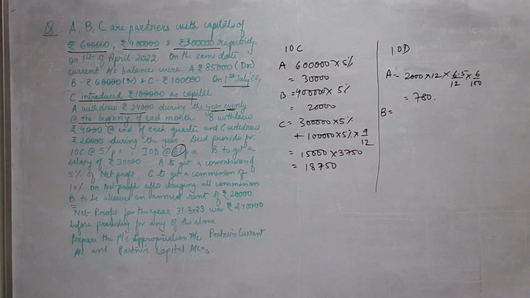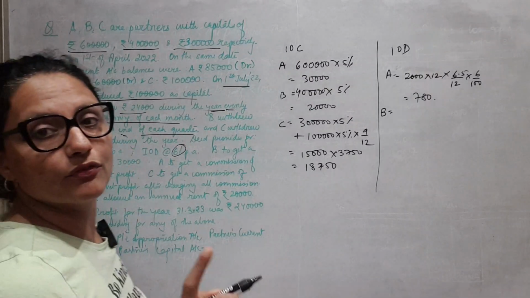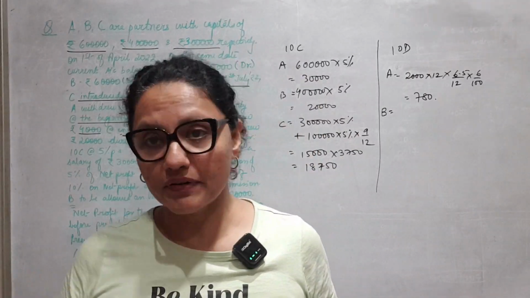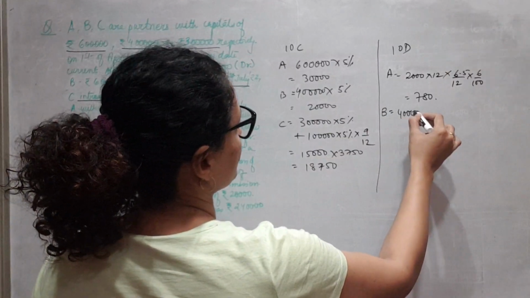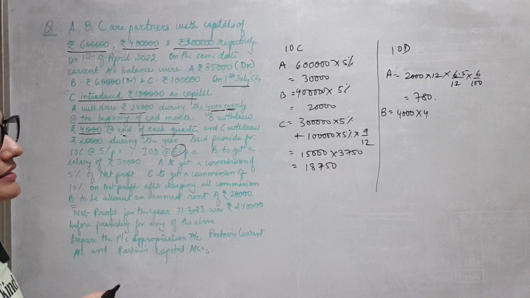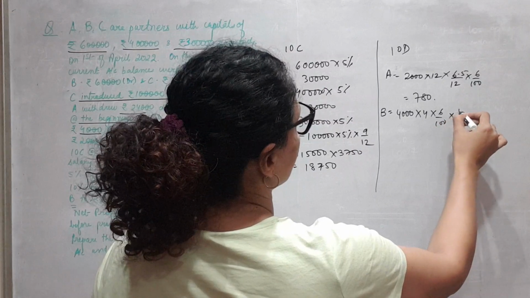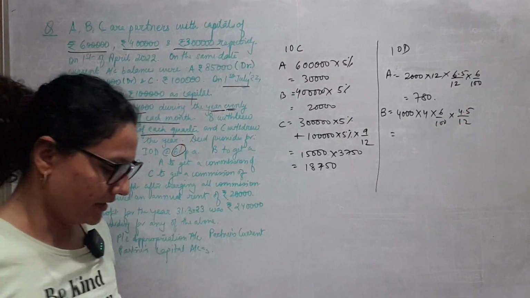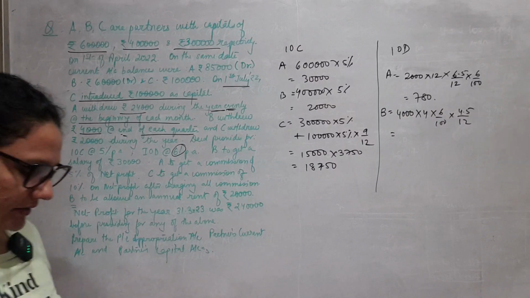B withdrew 4,000 end of each quarter. What is the average period for end of each quarter? 4.5 months. Okay. So he is withdrawing 4,000 end of each quarter. So into 4, total drawings will be 16,000. Into the rate 6% into 4.5 by 12. Let's check that. How much that is coming to? 4,000 into 4 into 6 divided by 100 into 4.5 divided by 12, 360.